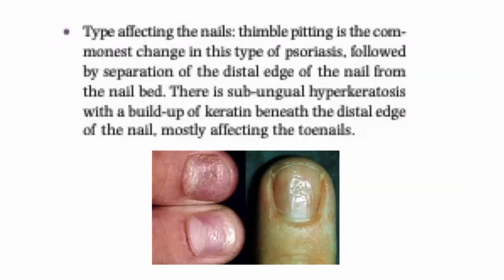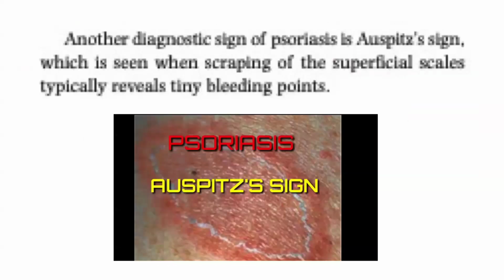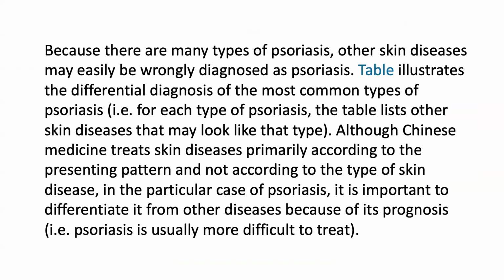Type affecting the nails. Thimble pitting is the commonest change in this type of psoriasis, followed by separation of the distal edge of the nail from the nail bed. There is subungual hyperkeratosis with a buildup of keratin beneath the distal edge of the nail, mostly affecting the toenails. Another diagnostic sign of psoriasis is Auspitz sign, which is seen when scraping of the superficial scales typically reveals tiny bleeding points. Because there are many types of psoriasis, other skin diseases may easily be wrongly diagnosed as psoriasis.